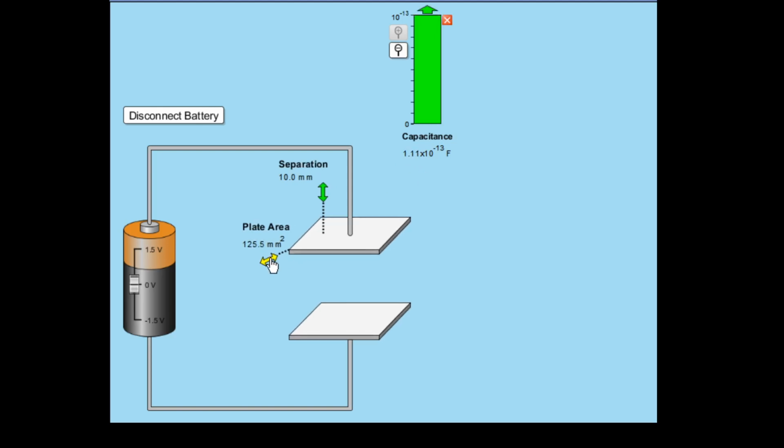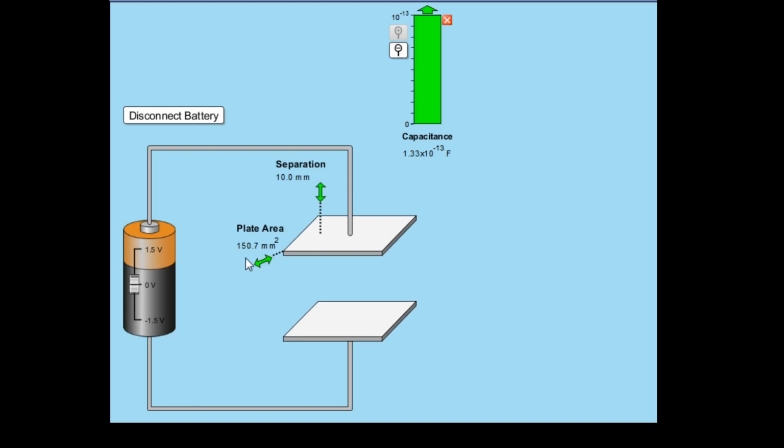Now again I am increasing it to, say, 125.5 millimeter square. So what did you find? The capacitance of the capacitor has increased to 1.11 into 10 to the power minus 13 farad. One more reading we will take: let it be 150.7 millimeter square. The area of the plate becomes 150.7 millimeter square, and see the value of capacitance, it is 1.33 into 10 to the power minus 13.